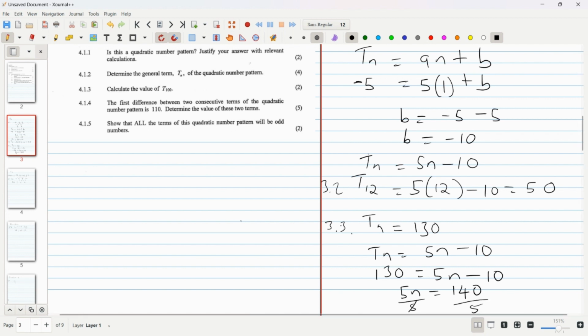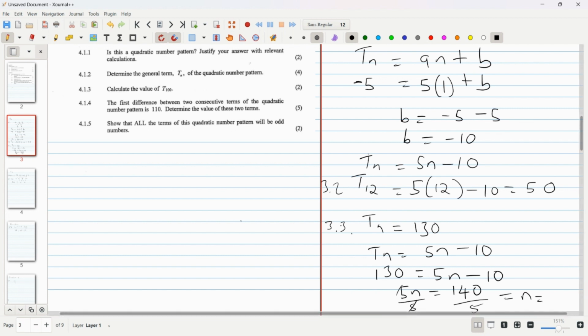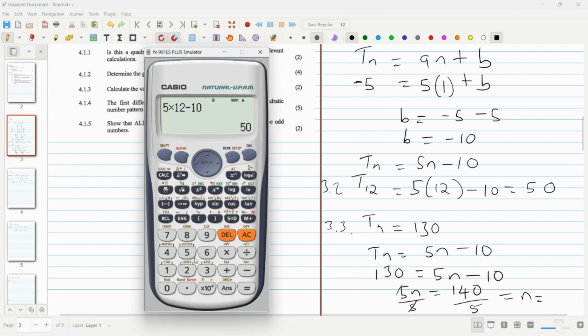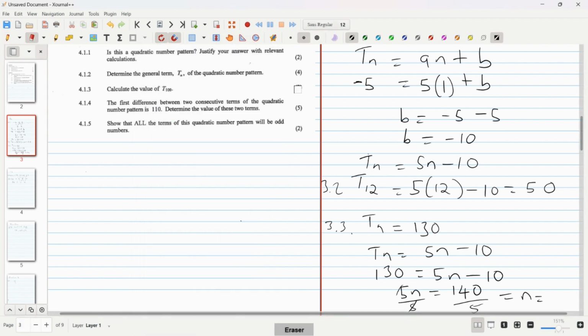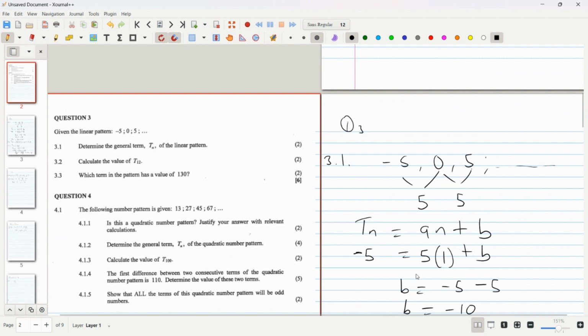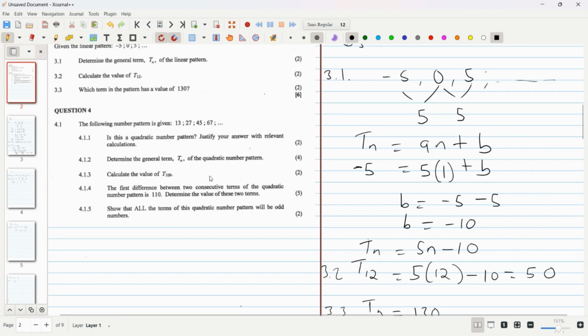And then you can simply divide by 5 both sides, such that here they cancel. So our value of n will equal 140 divided by 5. So you can confirm 140 divided by 5. Okay, we get 28. So it means the value of n is 28, right? So we are done with the first part of this question.